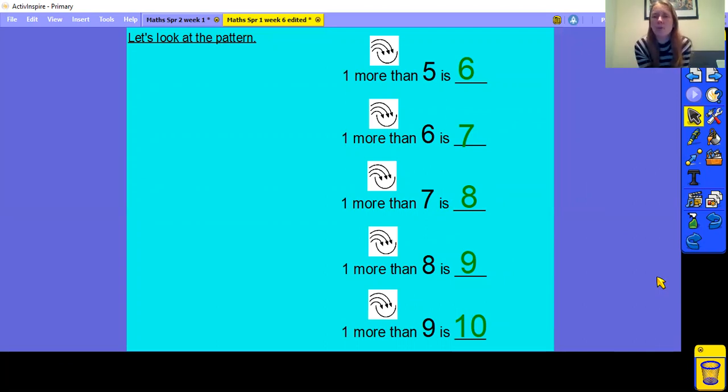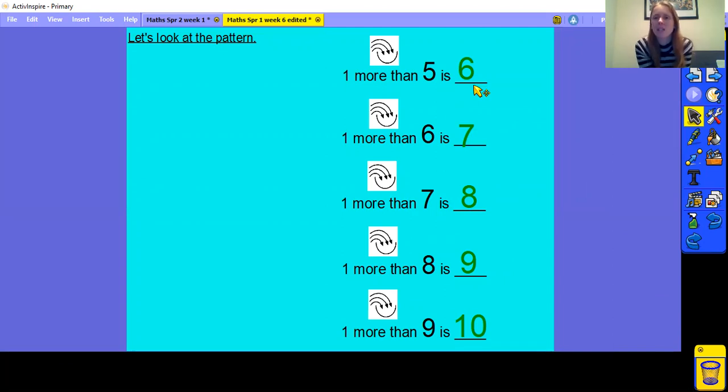Now, before we move on to the next part, I want to have a look and see if we can see any patterns. Now, before we look at this together, pause the video, have a look down this column and down this column and see if you can notice a pattern in the numbers.